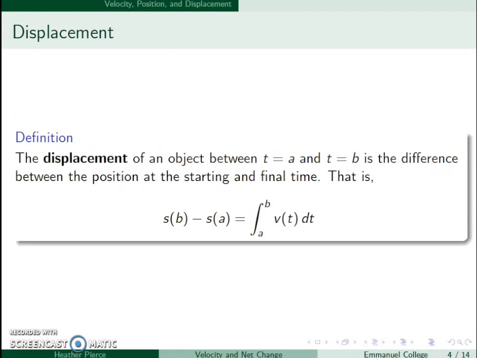The displacement of the object between times a and b is the difference between the position at the starting and final time. So we have s of b minus s of a, which is equal to the integral from a to b of v of t dt. So if we know the velocity, we can integrate between times a and b and determine the displacement.